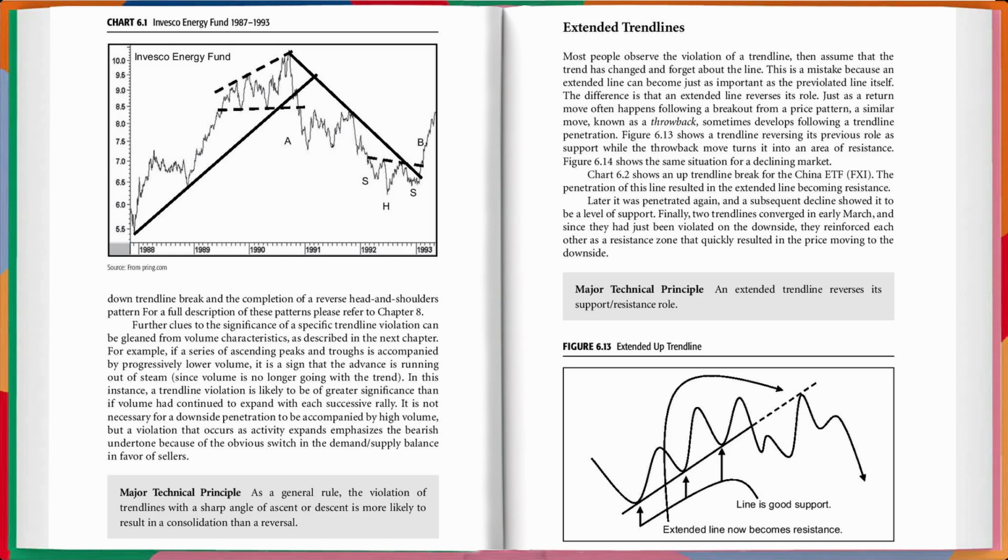Chart 6.2 shows an uptrend line break for the China ETF FXI. The penetration of this line resulted in the extended line becoming resistance. Later it was penetrated again, and a subsequent decline showed it to be a level of support. Finally, two trend lines converged in early March, and since they had just been violated on the downside, they reinforced each other as a resistance zone that quickly resulted in the price moving to the downside. Major technical principle. An extended trend line reverses its support/resistance role.